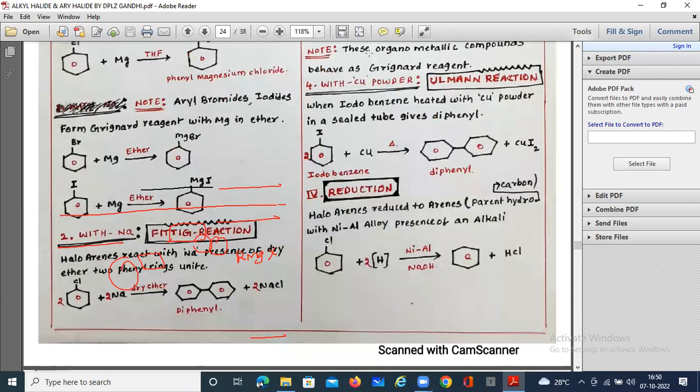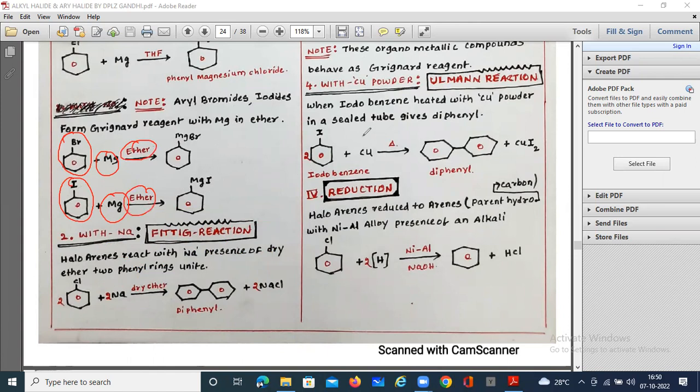Sorry, I need to make this one clear. Yes, it's clear. So let us see one note. Aryl bromides and aryl iodides, when they react with magnesium in the presence of ether, they will give what?